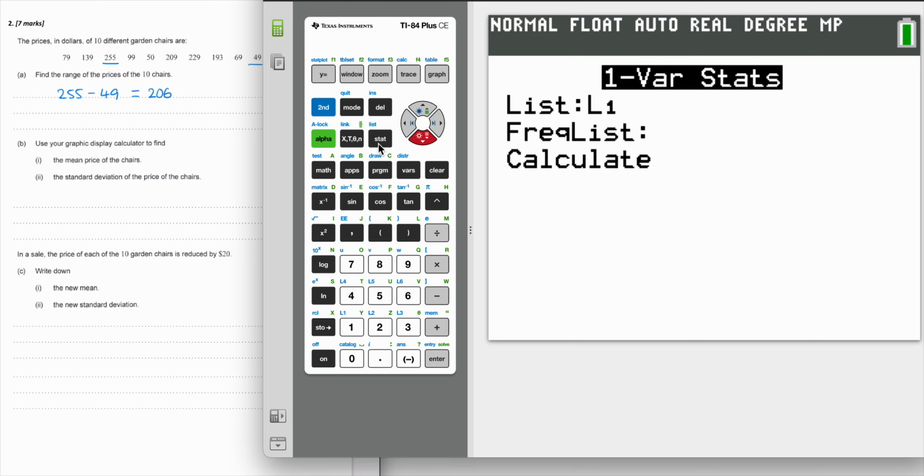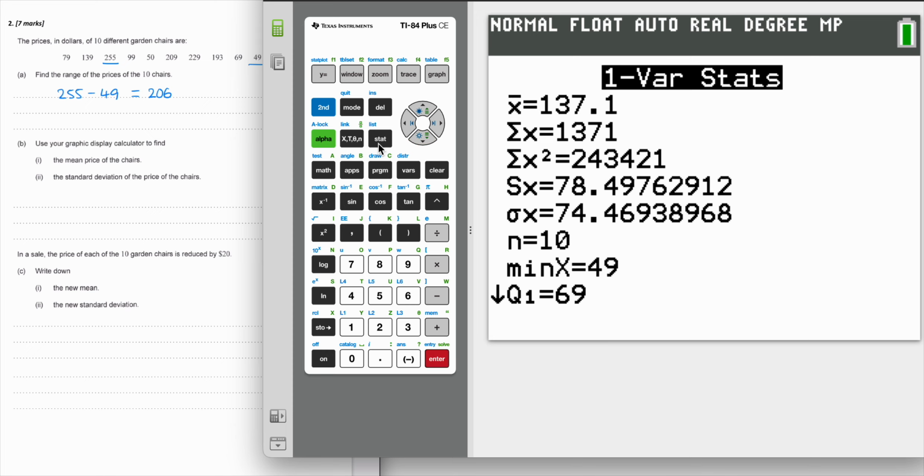The reason that I've left the frequency list blank is because each data piece just appears once. So I just have raw data. I don't have it as a frequency table. So I'm just going to go straight into calculate. And I can see there that the mean price, which is the X bar, that's this one here, is 137.1.